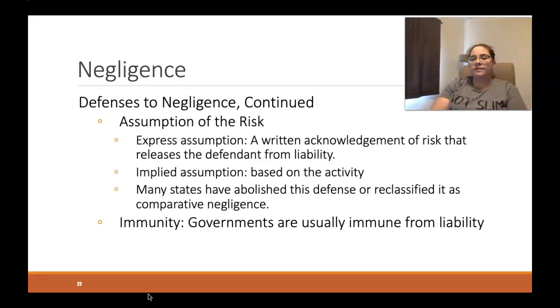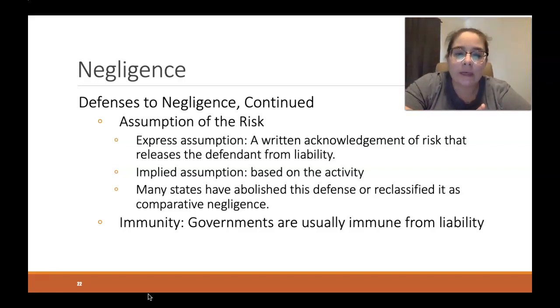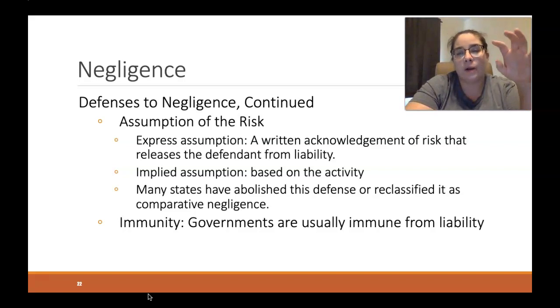Some defenses to negligence have been eliminated, and they were eliminated for public policy purposes. California has eliminated the assumption of the risk defense. But it's an interesting one to talk about, particularly in a county and in an area of California where lots of people engage in outdoor recreation activities.